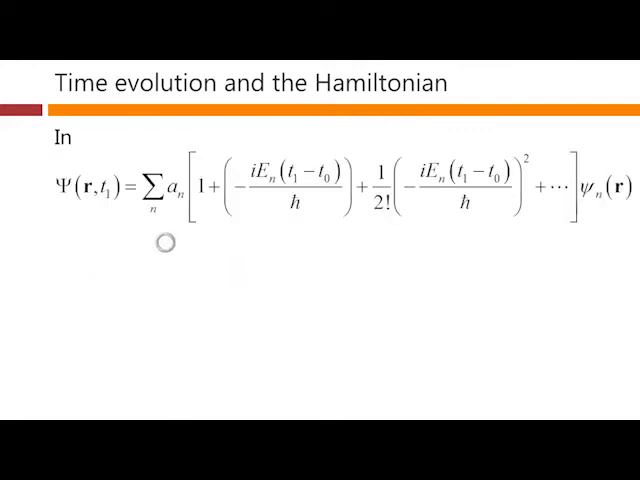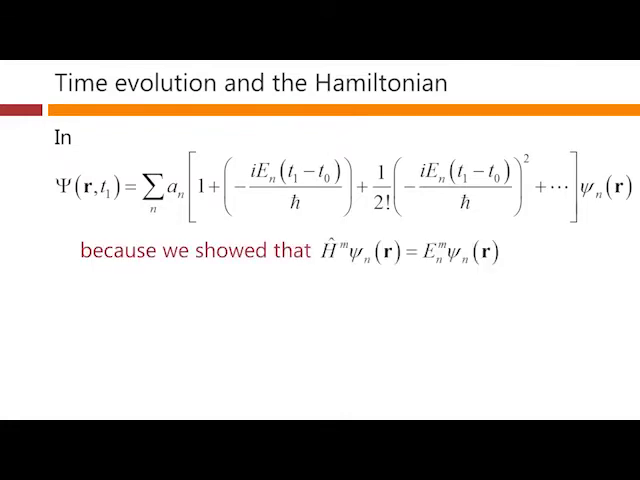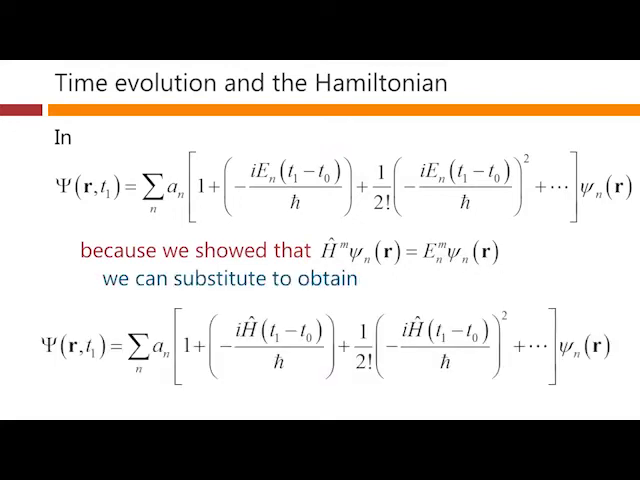Now, in this expansion, with our exponential written out as this power series, because we showed that H to the power m operating on psi_n of r was just E_n to the power m times psi_n of r, we can substitute here to obtain this expression. So everywhere we had E_n times psi_n of r up here, we can put H times psi_n of r here. And every time we had E_n squared times psi_n of r, we can put H squared times psi_n of r. So we're working backwards from the right-hand side to the left-hand side of our Schrödinger-like equations.